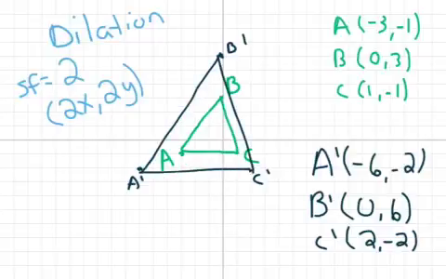As you can see, my figure got larger because I was dilating it by a scale factor greater than 1. Remember, vice versa. If you dilate it by a scale factor that is less than 1, like a fraction that's in between 0 and 1, your image would get smaller.